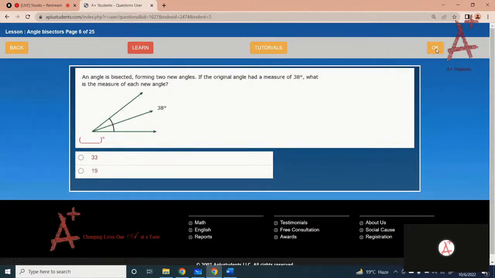Very good. Okay, an angle is bisected, forming two new angles. If the original angle had a measure of 38 degrees, what is the measure of each new angle? Originally it is 38. Now you have to form two new angles. So 38 divided by 2 is 19. Very good. It would be 19 after the bisection.